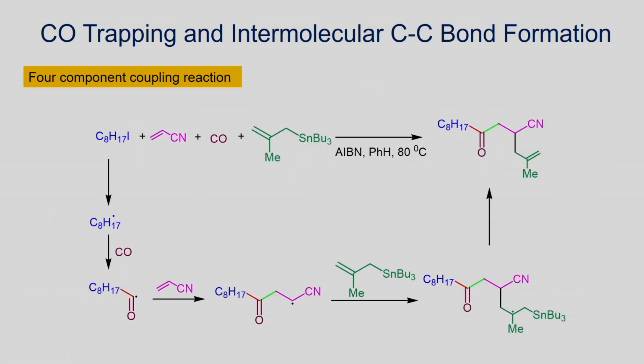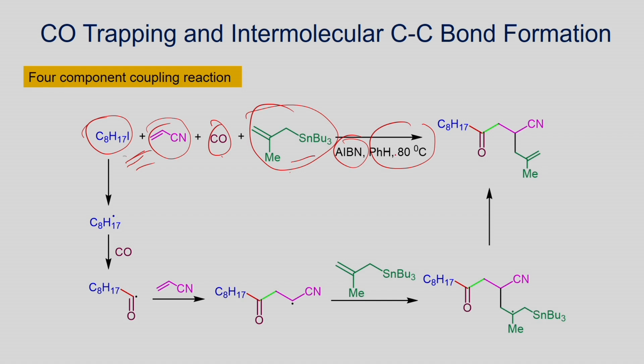Now, just as we have seen the reaction of alkene with allyl tin reagent, let us look at another example here. You have the alkyl iodide and carbon monoxide. Here also you have the allyl tin and acrylonitrile. The earlier one we have seen was the three-component reaction. You have the alkyl iodide and allyl tin with the carbon monoxide, which can lead to the formation of a carbonyl compound, a keto derivative.